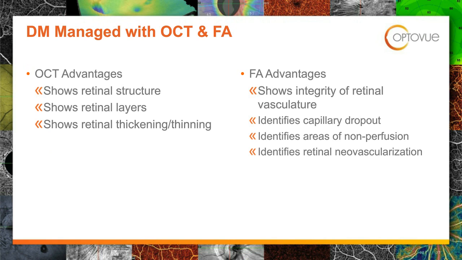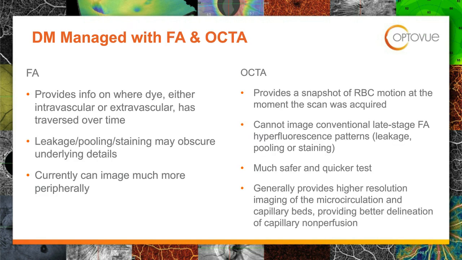Certainly OCT does a fabulous job with structure, retinal layers, retinal thickening or thinning, and the fluorescein does a fabulous job of imaging the retinal vasculature. Capillary dropout, capillary ischemia, retinal ischemia, non-perfusion, and identifying leakage, pooling, etc. But that's also one of the downsides of the fluorescein angiogram: that leakage, that pooling, that staining may obscure underlying details. So there certainly is a place for a fluorescein, and it can image much more peripherally, which is nice. It requires less fixation, which we'll talk about in just a second.